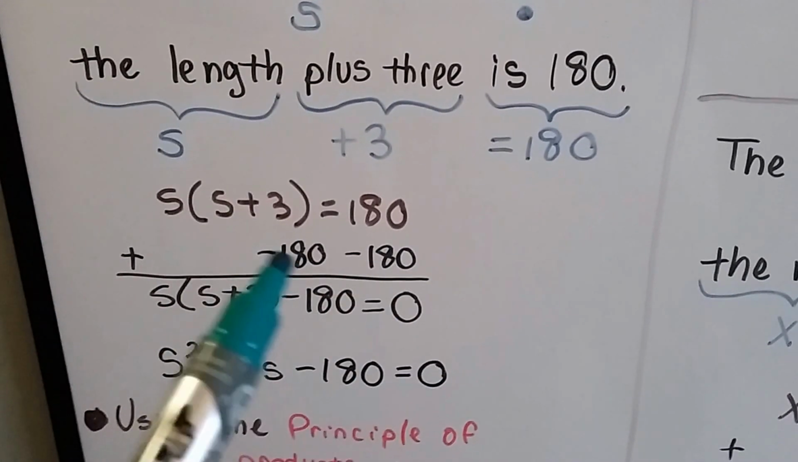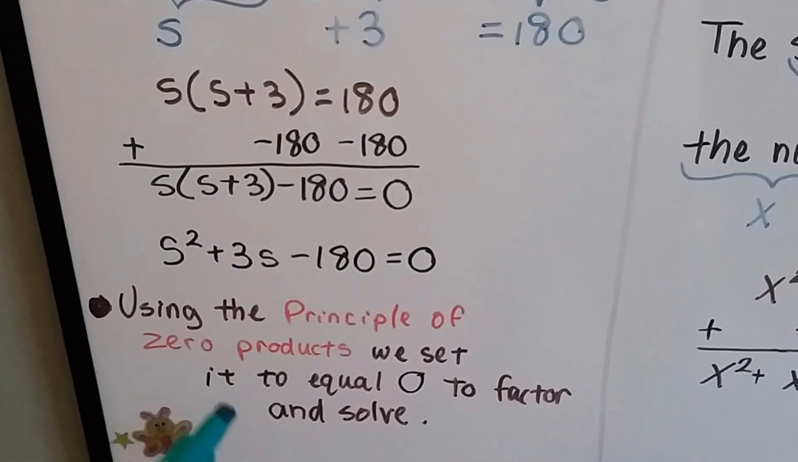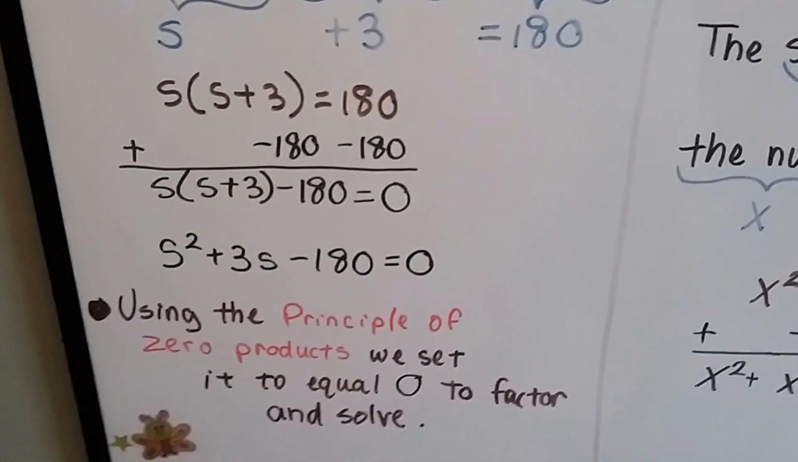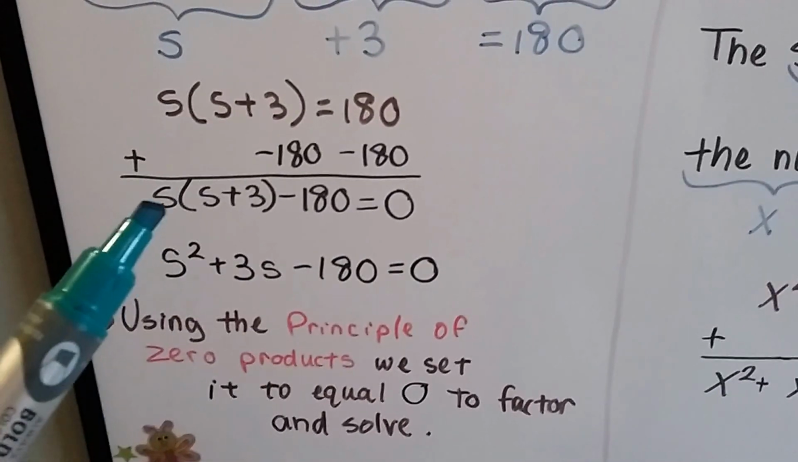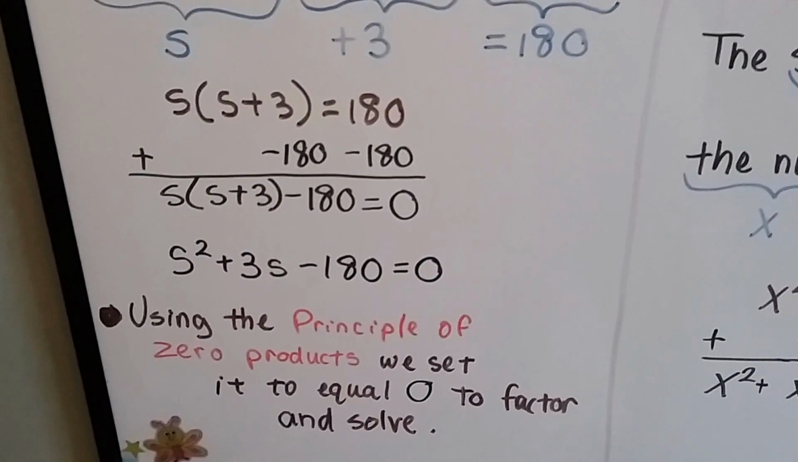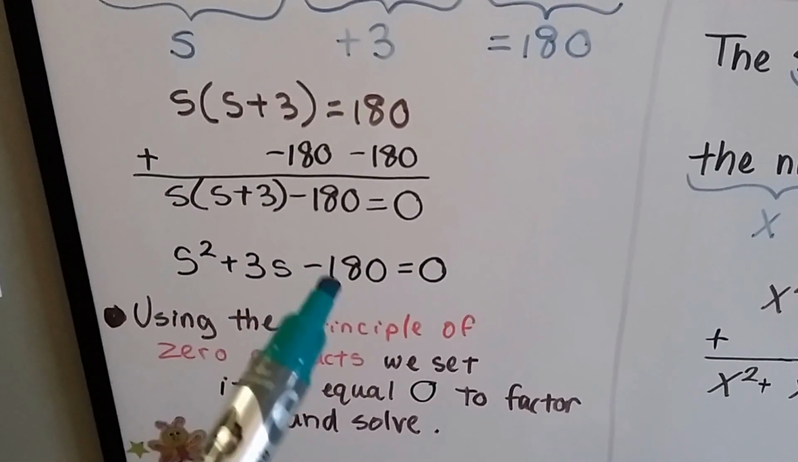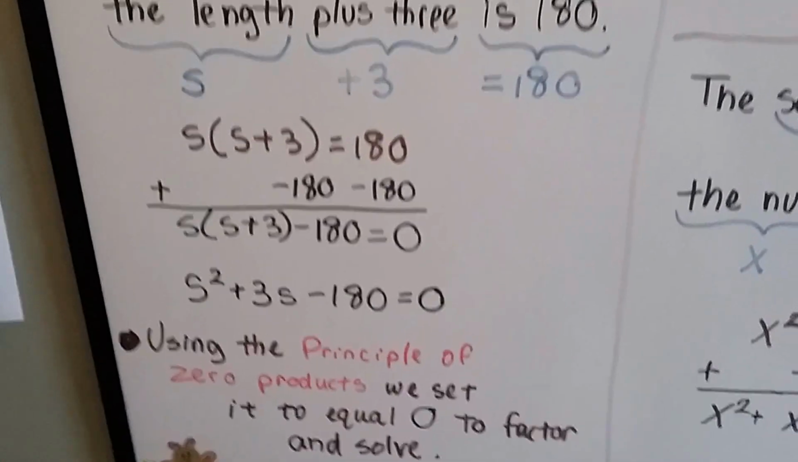We can add a negative 180 to each side of the equation to set it to equal 0 using that principle of zero products we learned in the last video. We set it to equal 0 before we factor it and solve it. We can distribute this s to each term inside the parentheses and get s squared plus 3s minus 180 equals 0. Now it's ready to be factored.